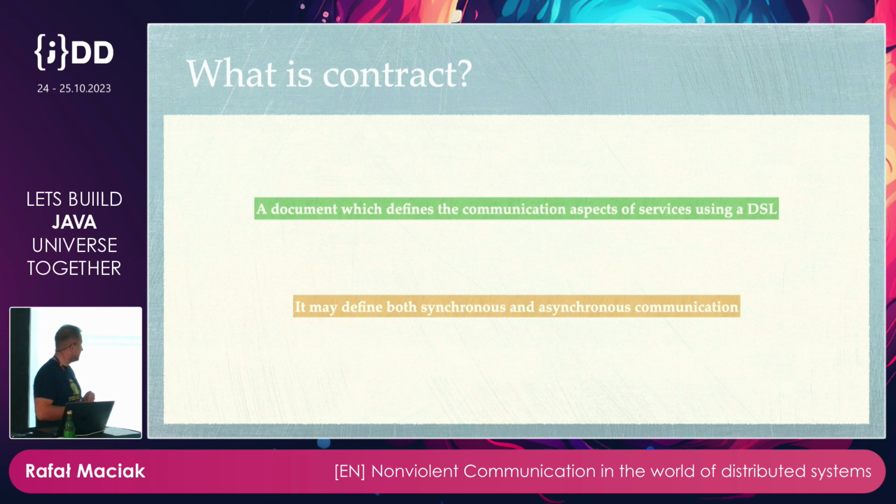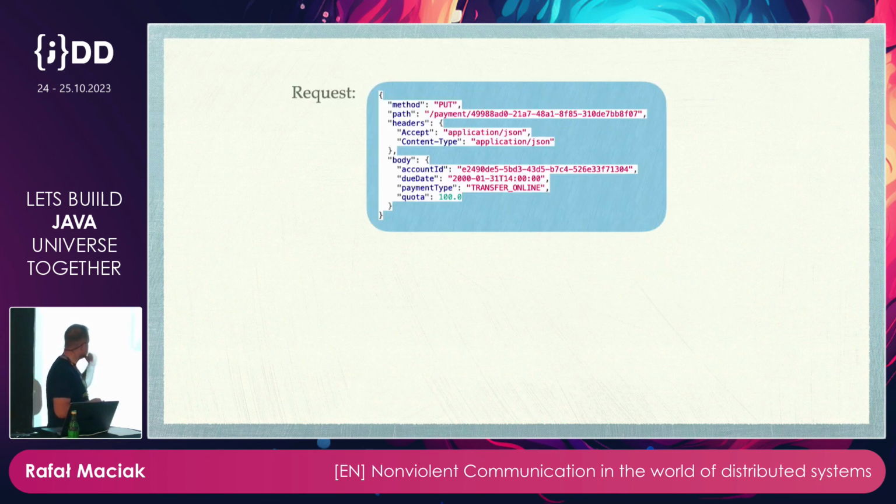Okay, so let's see an example of the request. This is an example of a contract, of course. This is the first part of the contract in which we define the request. This contract describes one specific business scenario, which is order creation with payment initialization. So in the request, we have method PUT, path /payment/any UUID, two headers, Accept and Content-Type, application/JSON, and in the body we have 4 fields: account ID, due date, payment type, and quota with some specific values.